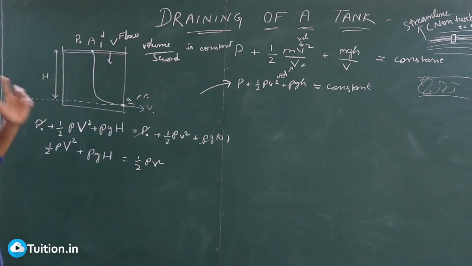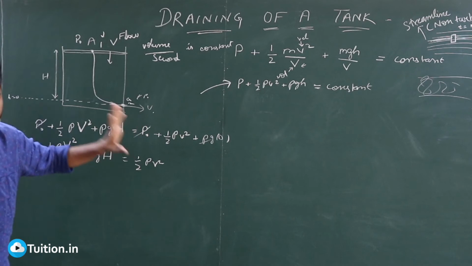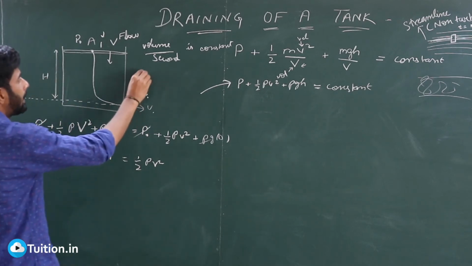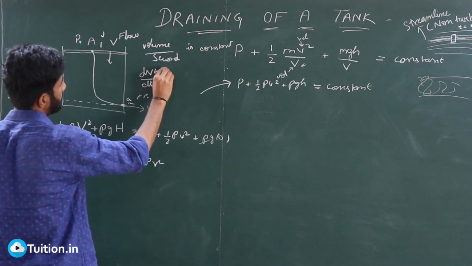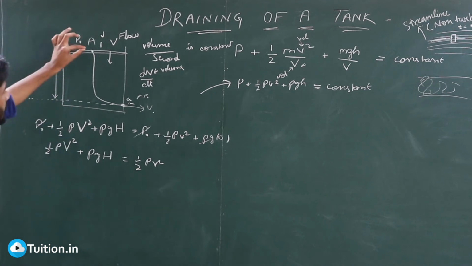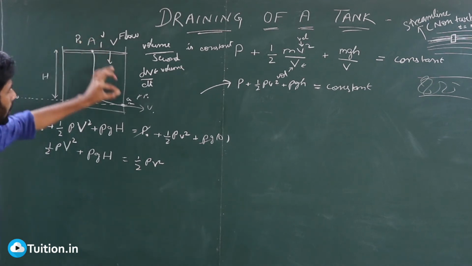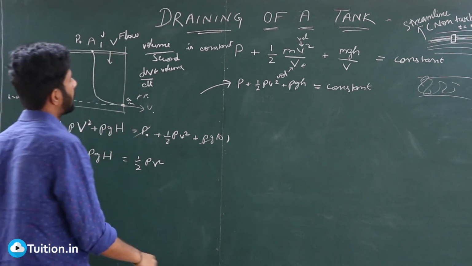So what does that mean? That means if 10 liter per second was flowing here in a streamline, at this point as well you have 10 liter per second flowing, right? So dV by dt, where this V is volume, it's not velocity, it's volume, right? So rate of change of volume is the same. The same volume is flowing at this point and at this point. Across every point on the streamline, volume flow rate must be the same.